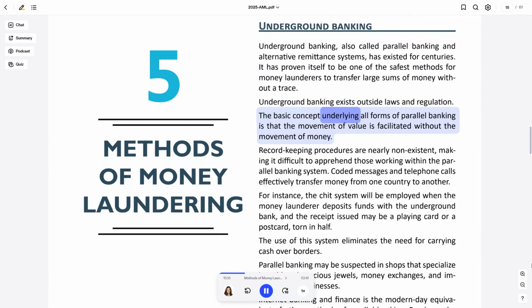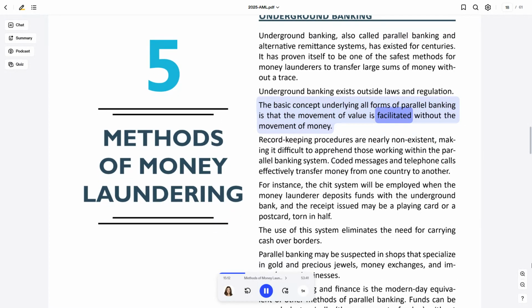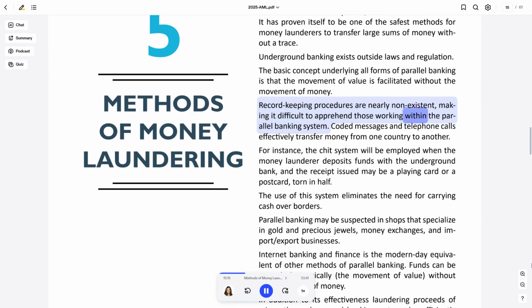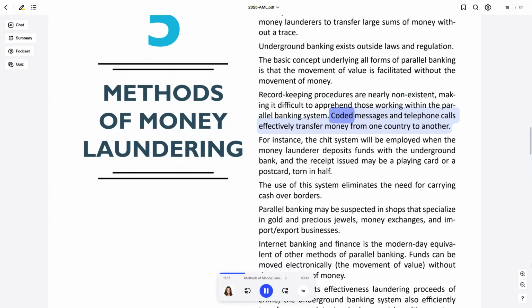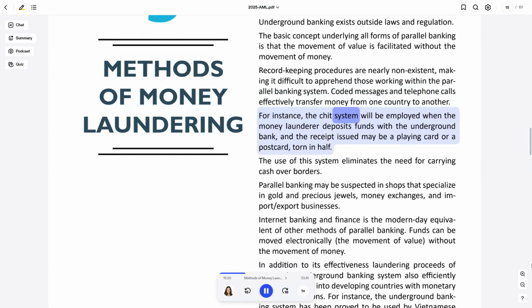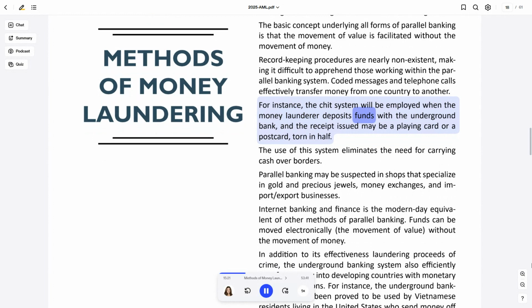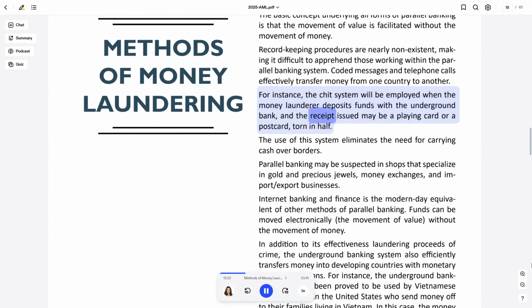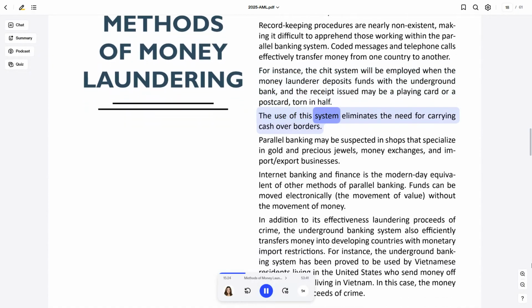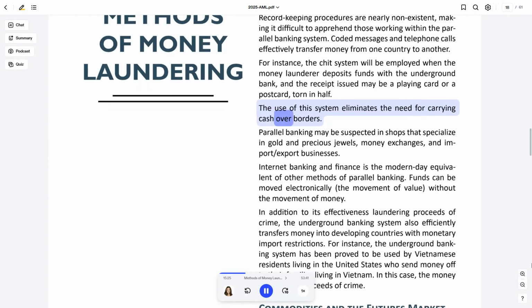The basic concept underlying all forms of parallel banking is that the movement of value is facilitated without the movement of money. Record-keeping procedures are nearly non-existent, making it difficult to apprehend those working within the parallel banking system. Coded messages and telephone calls effectively transfer money from one country to another. For instance, the CHIT system will be employed when the money launderer deposits funds with the underground bank, and the receipt issued may be a playing card or a postcard torn in half. The use of this system eliminates the need for carrying cash over borders.